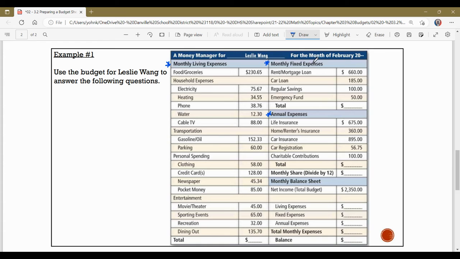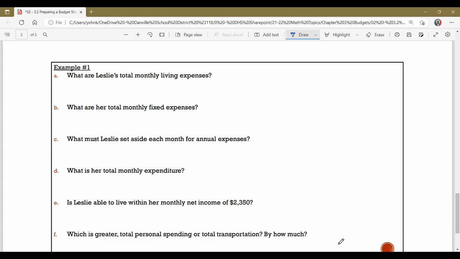Then the monthly fixed expenses. These are things that don't change. Those are just listed. Annual expenses are also just listed. And then we're going to do some calculations and answer some questions. Down here in the bottom right, this chunk is where we're going to do the math. And that's going to tell us eventually, in the very bottom right-hand corner, if we've gone over or if we're under budget for the month. So let's see what kind of questions we're going to answer.